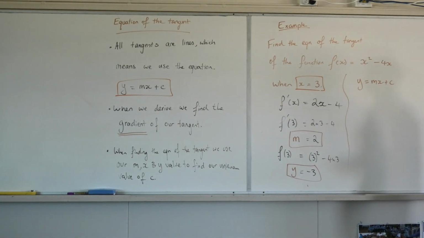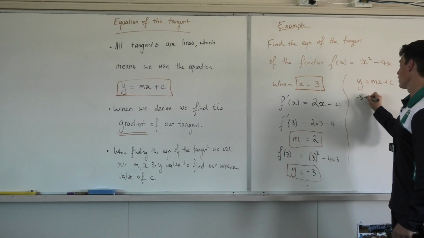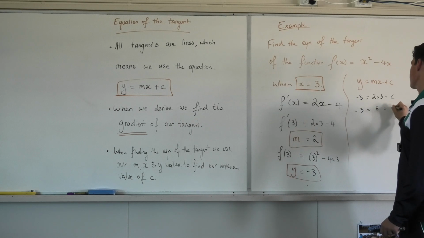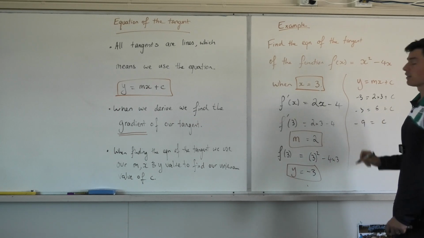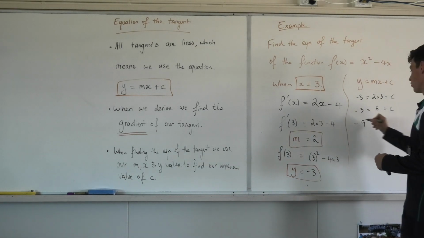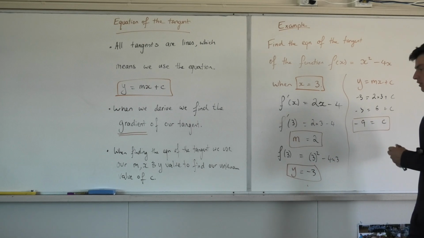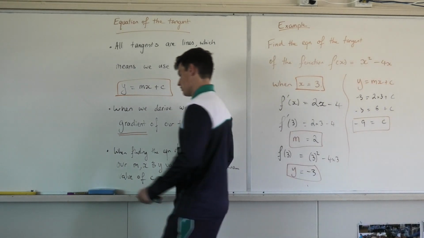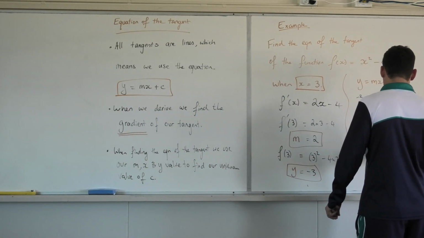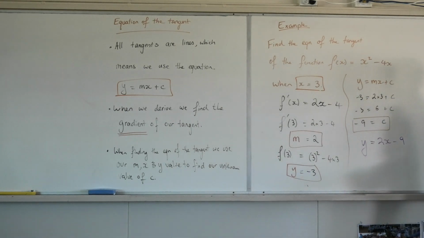Substitute. Negative 3 equals 2 times 3 plus c. 6, yes, it will be. Negative 3 equals 6 plus c. C equals negative 9. Am I done? I've just got to shove it back into the equation, correct? So what will the final look like? I'm going to do it in purple because it's magical. y equals 2x, take 9. That's the magical equation for my tangent.